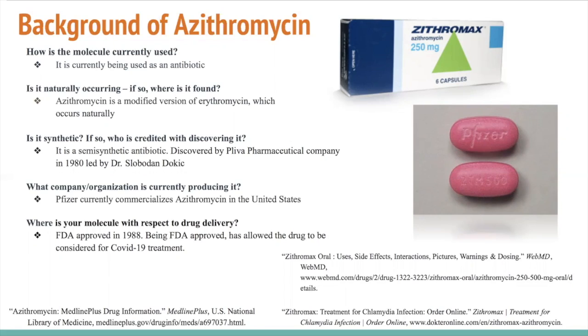As for if it's naturally occurring, azithromycin is a modified version of erythromycin, which is a naturally occurring macrolide derived from Streptomyces erythraea. This would answer the next question of whether it is synthetic. Azithromycin is a semi-synthetic antibiotic. This means that the molecule comes from a natural antibiotic that has been chemically modified in the laboratory to enhance stability. Essentially, it is a derivative of a natural antibiotic with slightly different but advantageous characteristics.